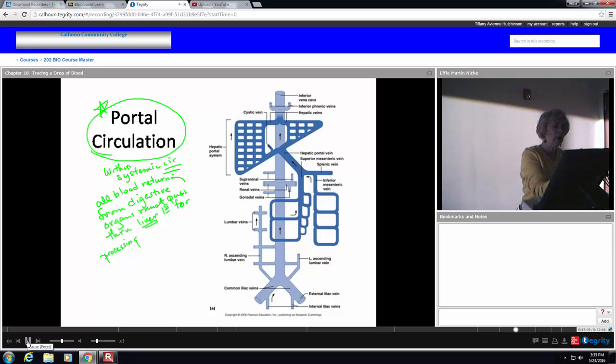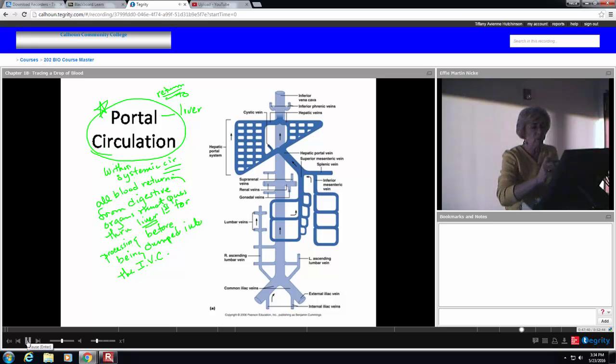Portal is where all that digestive, all the return blood coming from the digestive or any digestive organ is going to the liver for processing before being, I'm going to say, dumped into the inferior vena cava. Okay? So don't worry about this schematic.